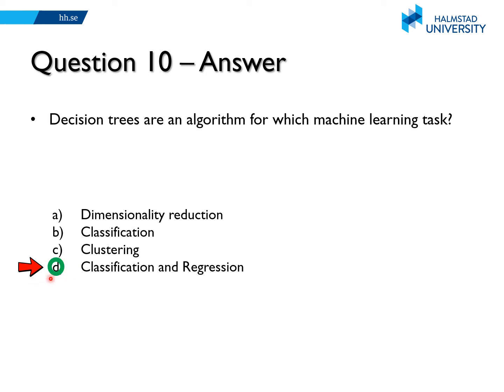The correct answer is D. So a decision tree can be used for classification and also for regression. For classification, it's usually called a decision tree classifier. And for regression, it's called a decision tree regressor, or sometimes a regression tree. So please check lecture 4 for more details about this.